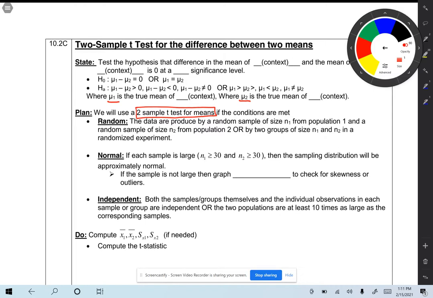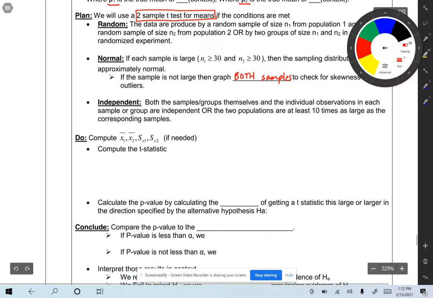So the random condition, pretty straightforward. Normal condition, if the sample size is large enough, so n greater than or equal to 30 for each group, and you have to show the normal condition for each group, then the sampling distribution will be approximately normal. If the sample is not large enough, so if it's not greater than or equal to 30, then you must graph both samples to check for skewness or any outliers. And the independent condition is the same as it usually is. The two populations are at least 10 times as large as the corresponding samples, and the samples group themselves and the individual observations in each sample or group are independent.